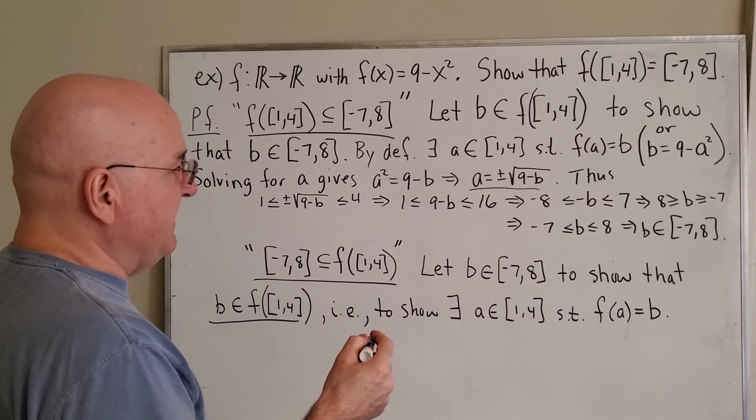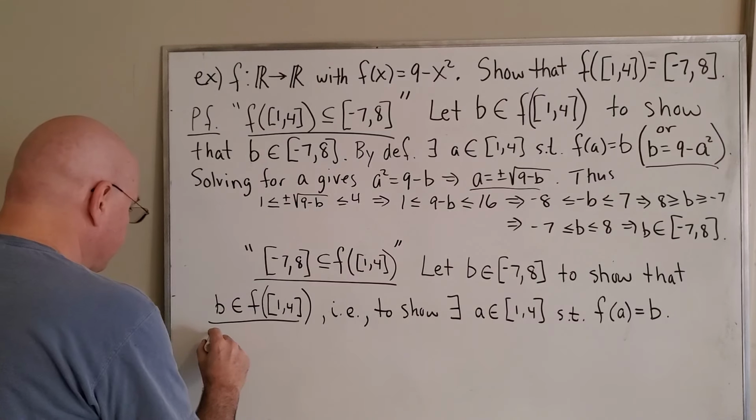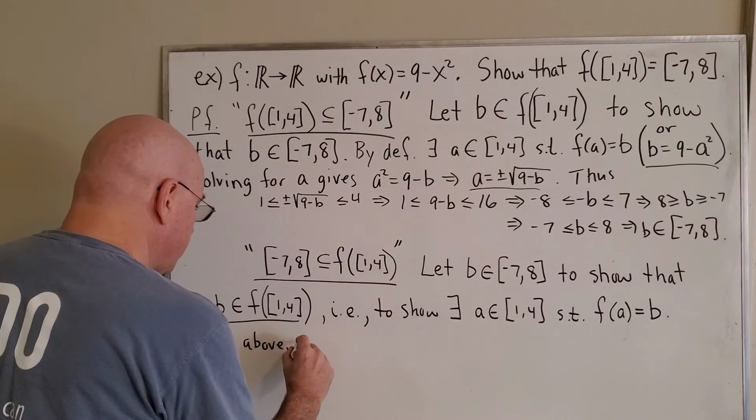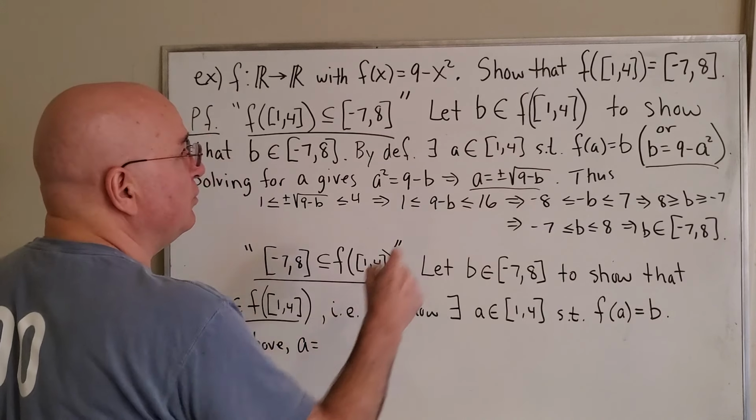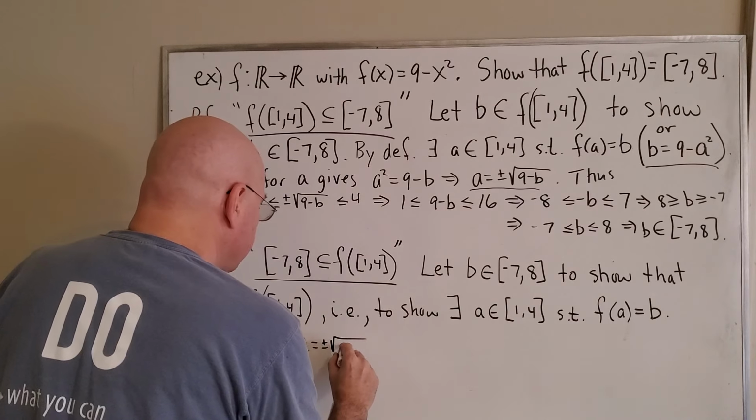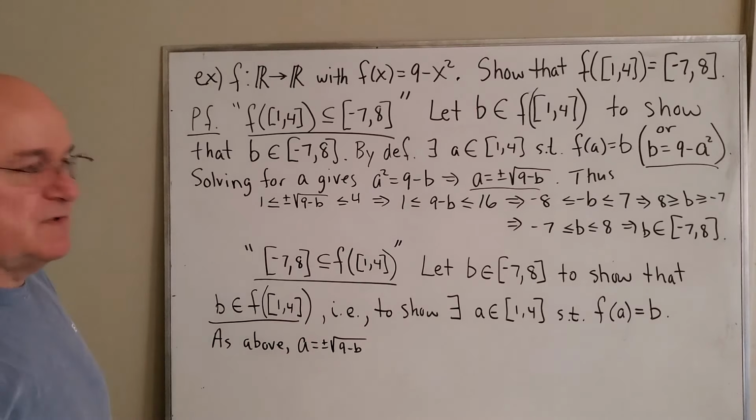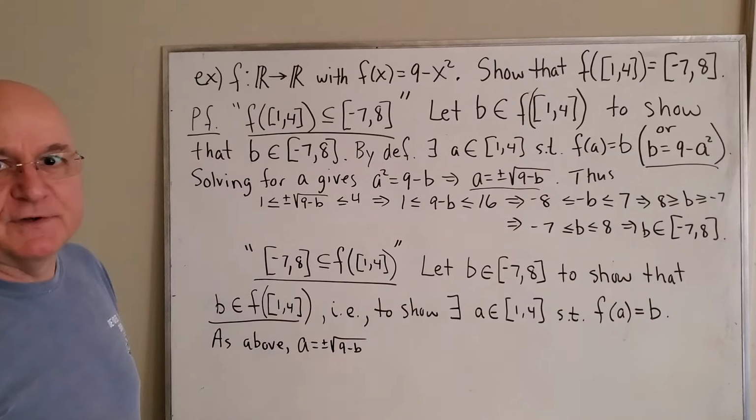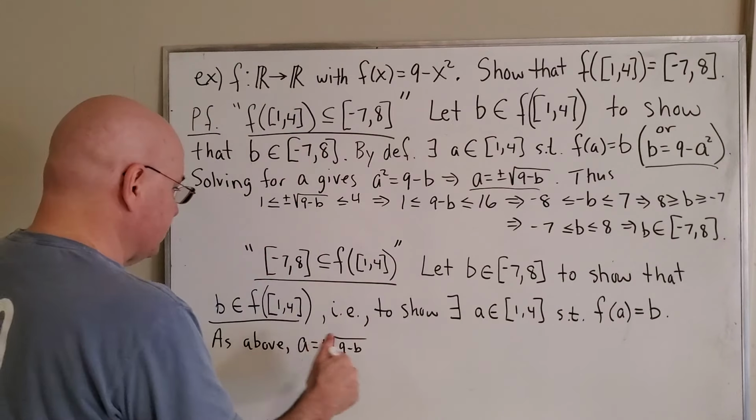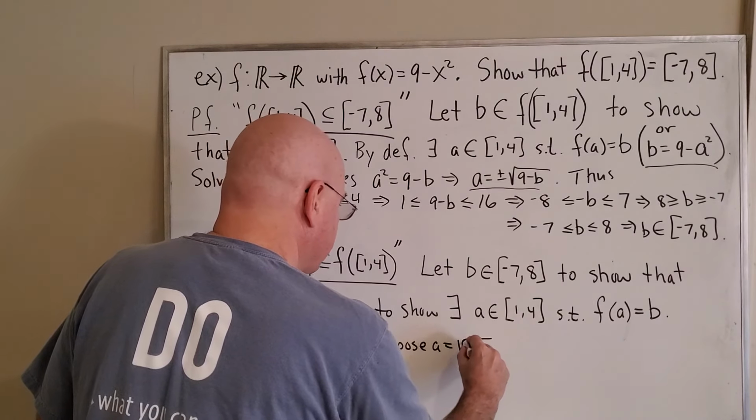Okay, and remember what f of a equals b means. This. So as above, a is equal to, it's exactly the same algebra, plus or minus the square root of 9 minus b. It's one of those. We're going to choose, because we know the -1 failed. The -1 puts a outside of this interval.